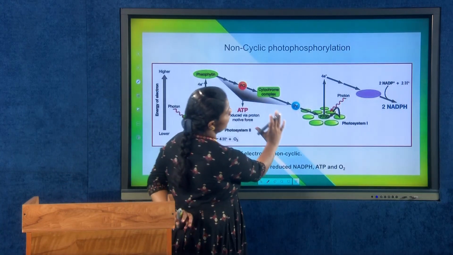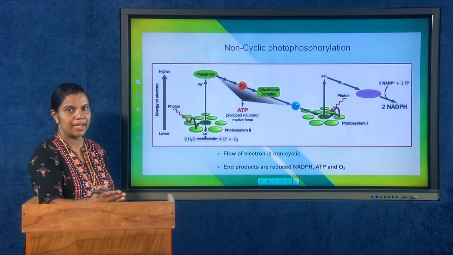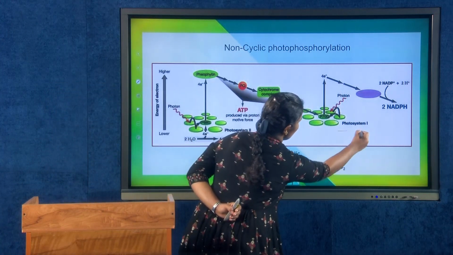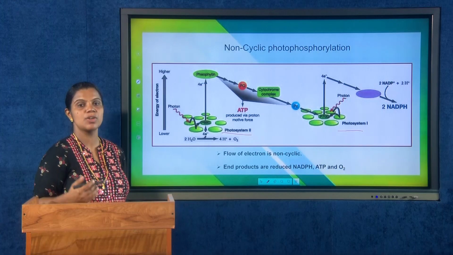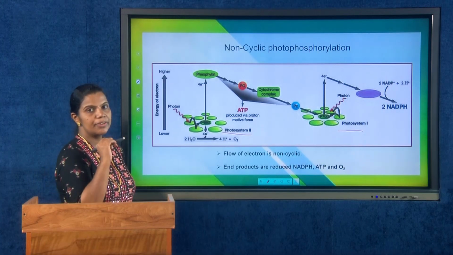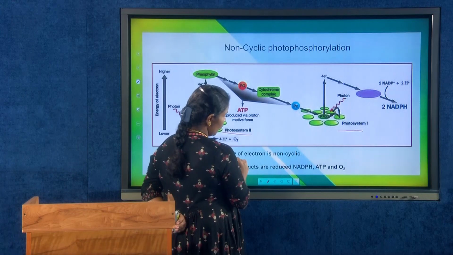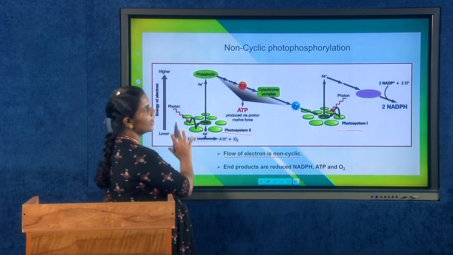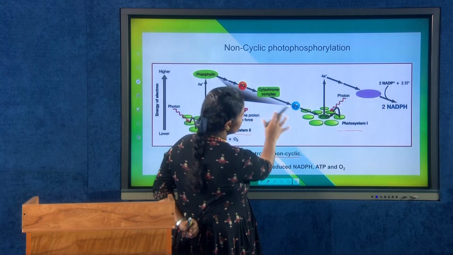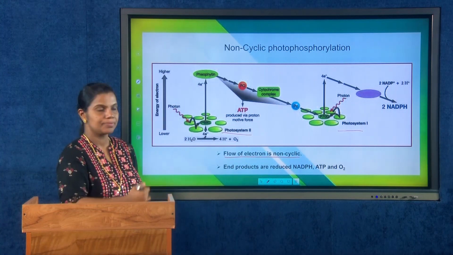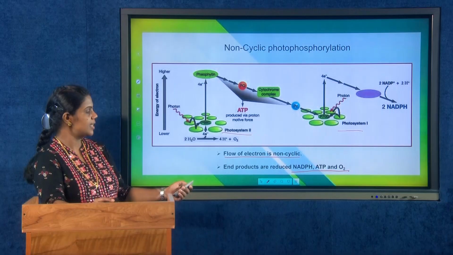Here you can see the representation of the non-cyclic photophosphorylation. I already mentioned that it contains both photosystems, photosystem 1 and photosystem 2. We will see in detail how these photosystems work in the coming slides. You should understand that the name non-cyclic comes from the fact that the flow of electrons is non-cyclic in this photophosphorylation. The electron transport we will see in the coming slides in detail. The end products of non-cyclic photophosphorylation are NADPH, ATP, and also oxygen is evolved.